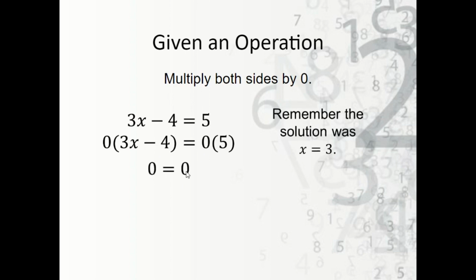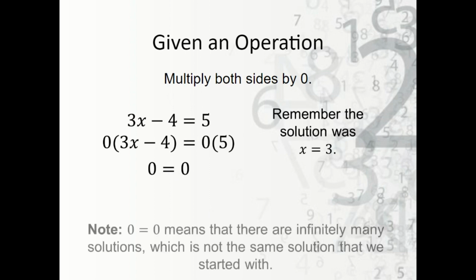Well, here I end up with 0 equals 0, which eliminated my x altogether. So now it does not hold up. So there are infinitely many solutions because 0 equals 0. So therefore, x equals 3 is not necessarily a solution.